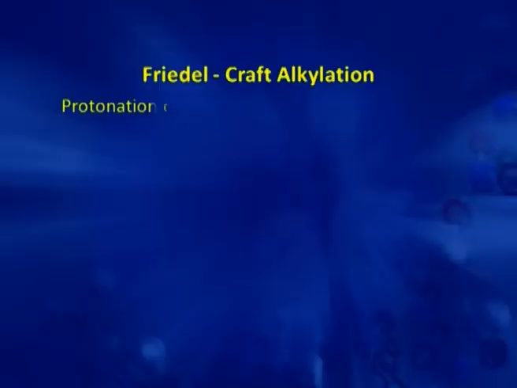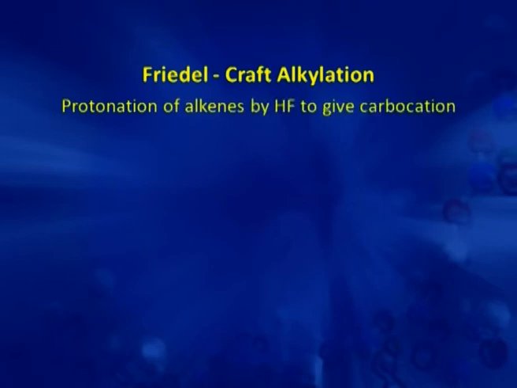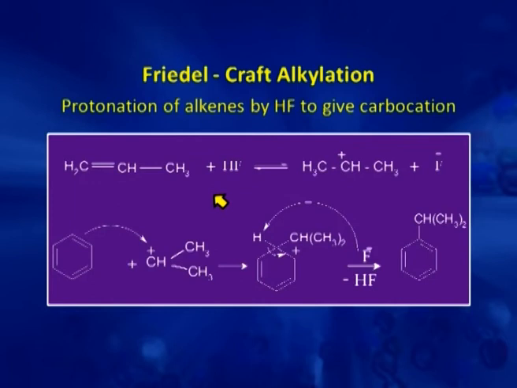Now, carbocation is not only produced by alkyl halide by reaction with Lewis acid. The carbocation can be generated in other ways also. For example, we can react an alkene with an acid. For example, this is propene, which on reaction with HF produces the isopropyl carbocation, and this isopropyl carbocation is attacked by the benzene ring in the normal course and gives the isopropyl benzene. So, here instead of alkyl halide we have used this alkene, propene.